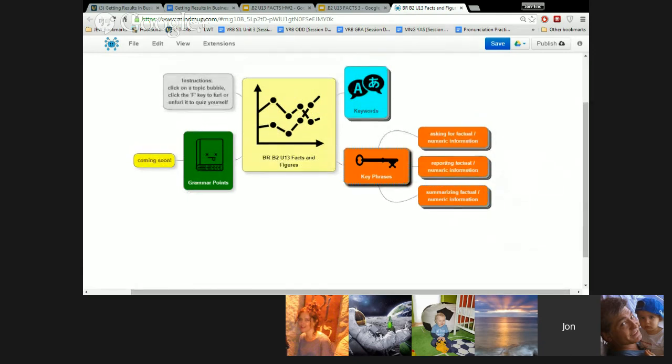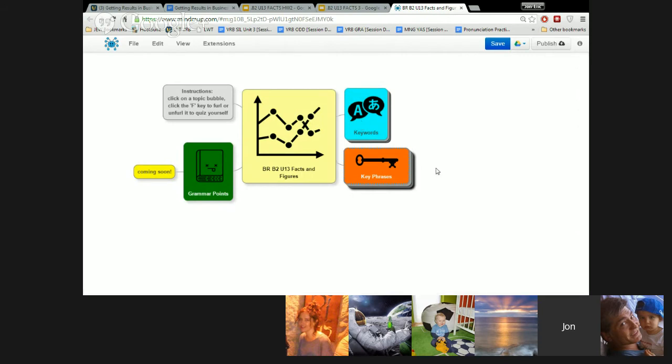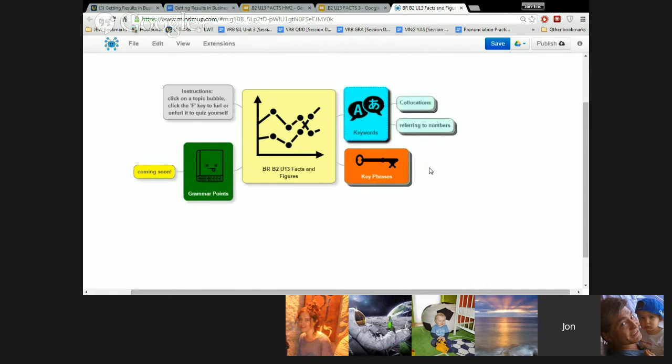One thing you could do when we practice, particularly in the case study, is keep the map open on your computer so you can refer to it when you're doing an activity. All right? And then get the key phrases into your memory so you can cheat a little bit when you're doing an activity. Let's look at the key words. We've got collocations and we've got words that refer to numbers. Let's take a look at the collocations first.